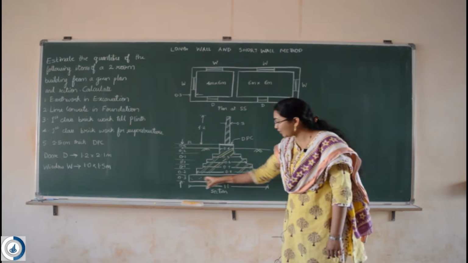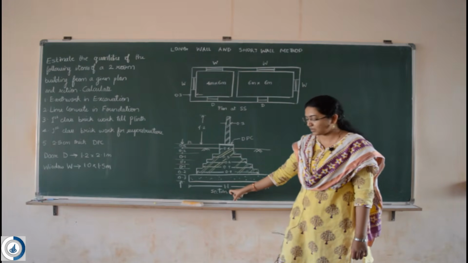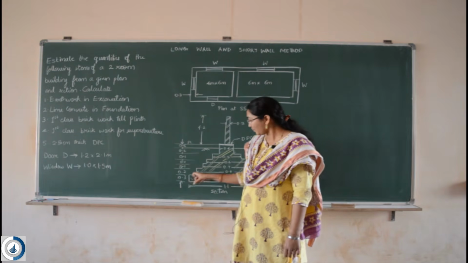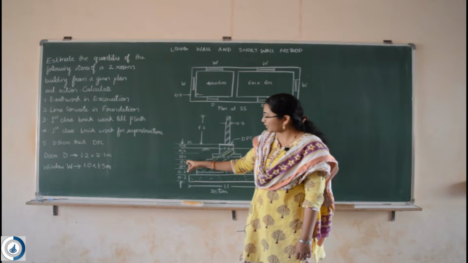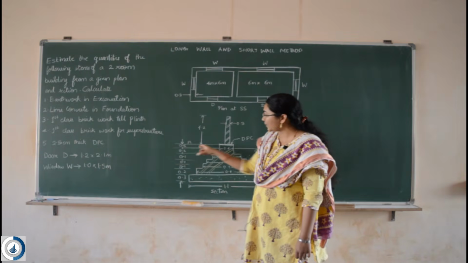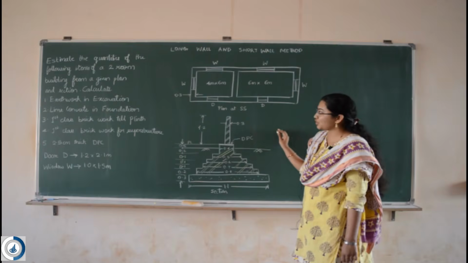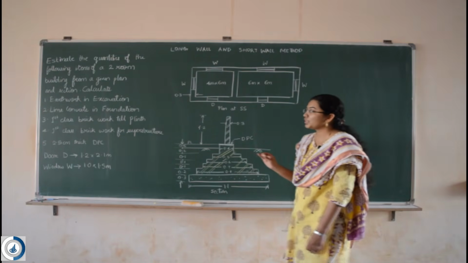Below that we have lime concrete with a width of 1.1 meters. The height of the lime concrete is given as 0.3 meters. Then for the steps you have 0.2 meters height, 0.1, 0.1, 0.1 and then 0.2. Here for the plinth it is given as 0.6. So seeing the section and the plan, we have to do the estimation for each and every item.